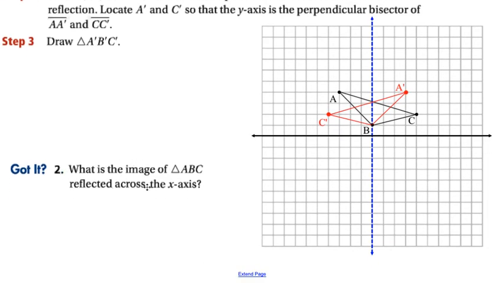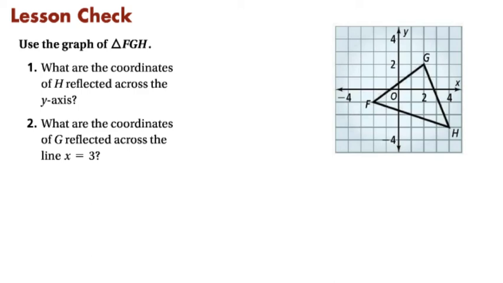I would like you to try finding the image of triangle ABC reflected across the x-axis. Come up with A prime, B prime, and C prime, and you're going across the x-axis this time. Bring that answer to class. Here is your lesson check. Be ready to turn those in when you get to class tomorrow, and we will see you then.